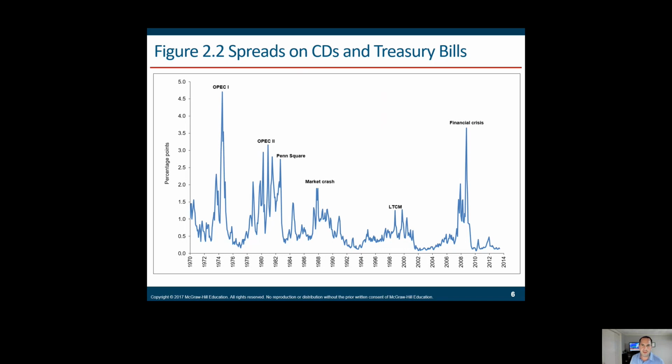This is spreads on CDs and treasuries. So, what can happen is during periods of turbulence, the spreads between the safest assets and the least safe assets increase greatly, because during periods of stress, the more troubled assets are more likely to go bankrupt.